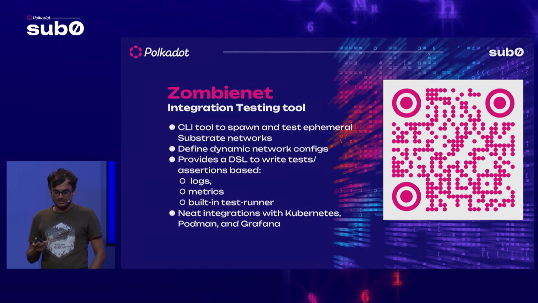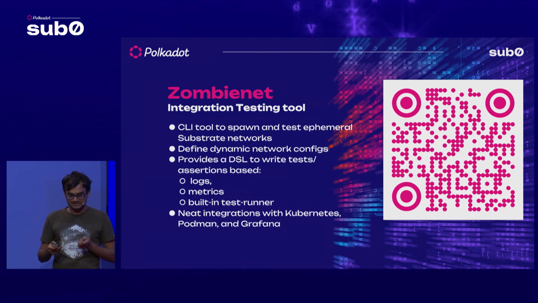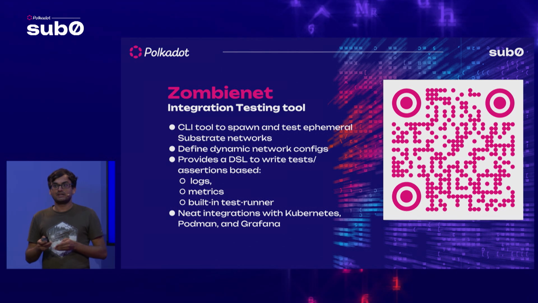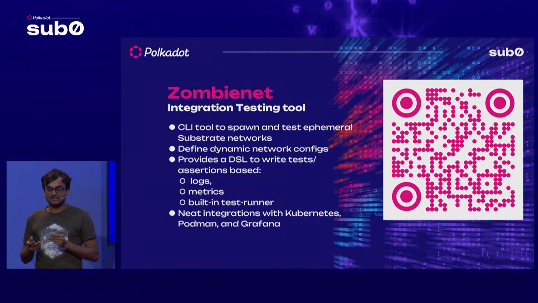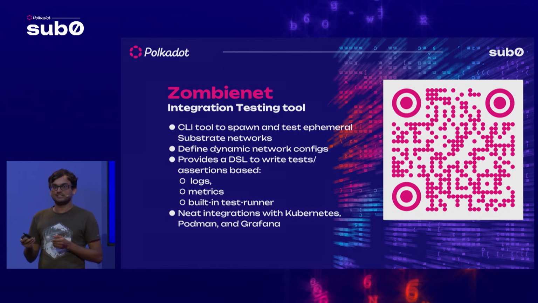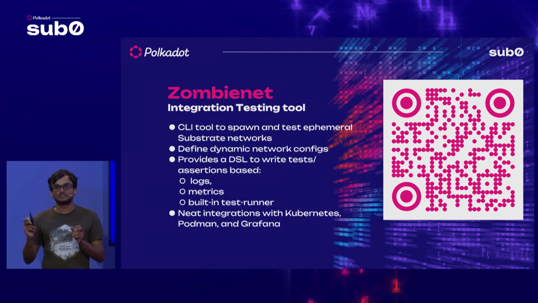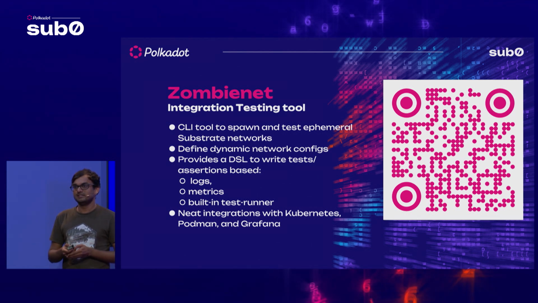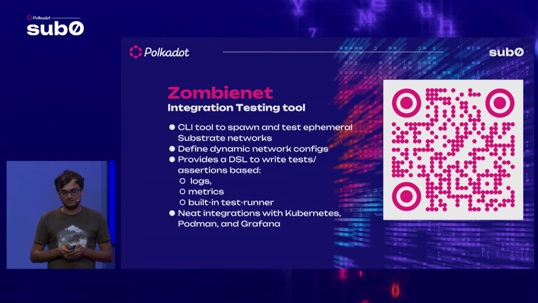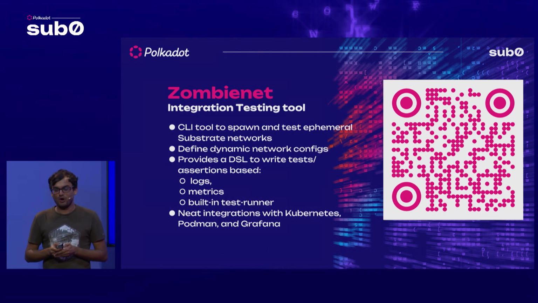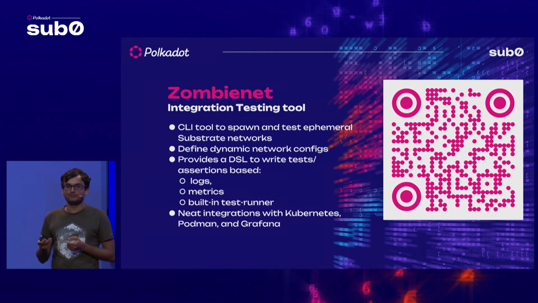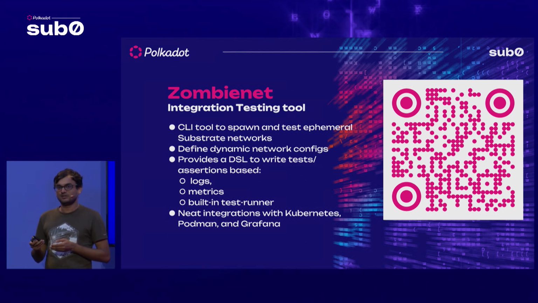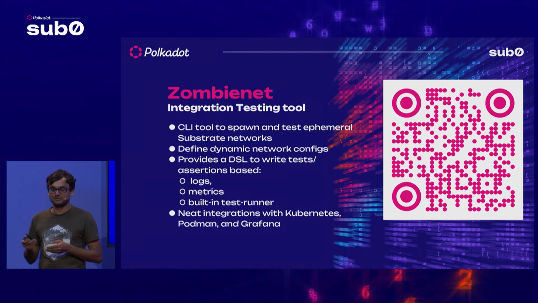It's a CLI tool, and it lets you spawn these ephemeral or temporary Substrate networks. And they're also trying to add features where you can dynamically define your network configurations. So for example, if you want to simulate network latency, this is something that is underway in the Zombienet tool. And how do you write tests, right? For writing tests, Zombienet already provides you a DSL. It's called ZNDSL, like Zombienet DSL.